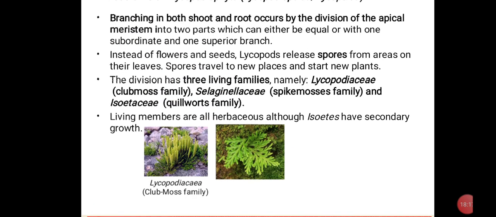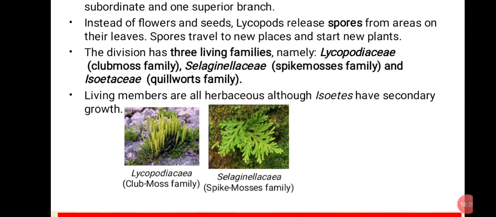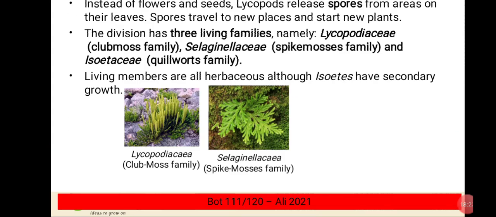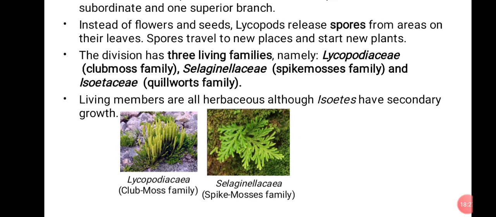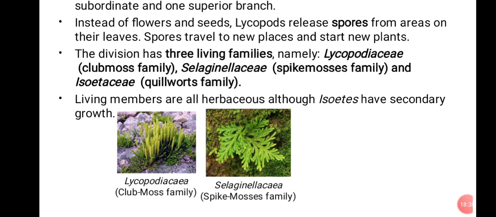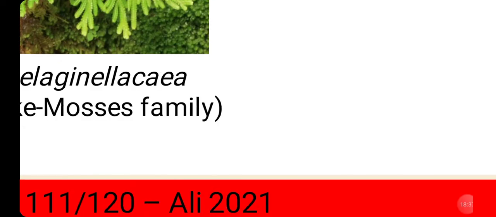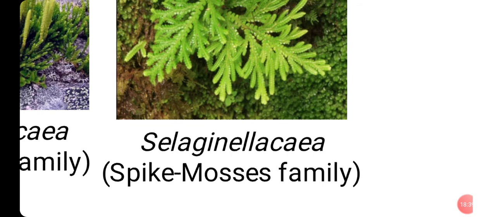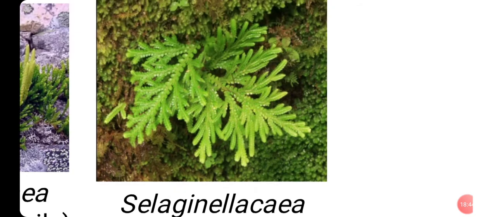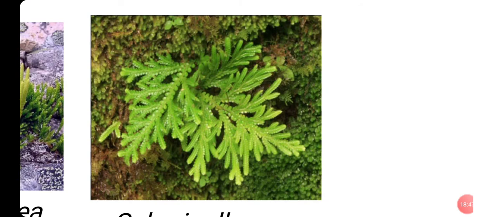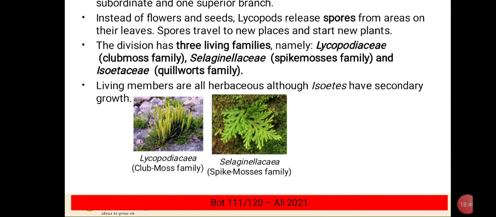We also have the Selaginellaceae, another class of Lycopodiophyta. We have the Selaginellaceae, and that is the spike moss. This is a typical diagram of the spike moss belonging to the family Selaginellaceae. You can see it has leaves together with the branches. So it has branching to form the leaves and the branches.